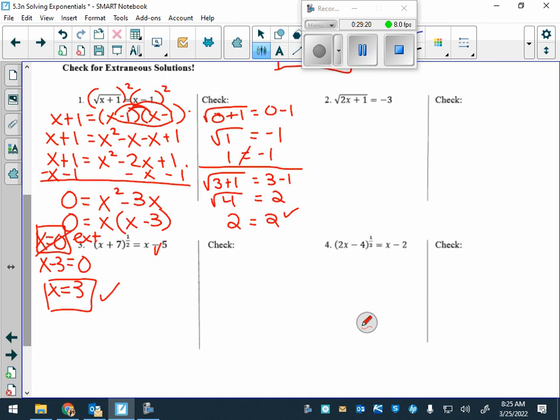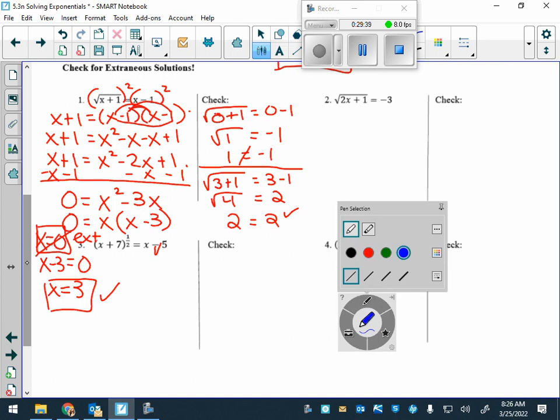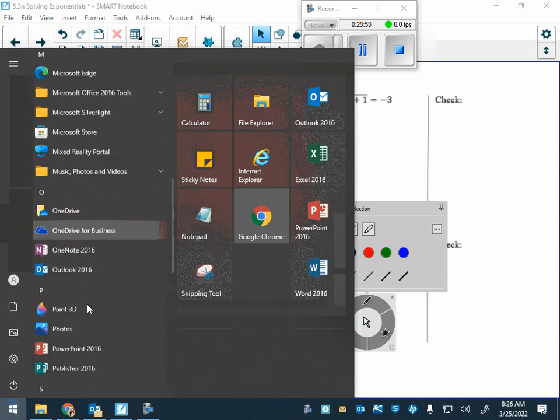Okay? And I'm going to show you what it looks like in the calculator. So when we do these in the calculator, if we want to confirm our answers, we're splitting this whole equation up. On the left-hand side, we are going to enter just the square root of x plus 1 in y1. On the right-hand side, x minus 1 squared, we're going to enter in y2. So, in your calculators, let me get mine up.